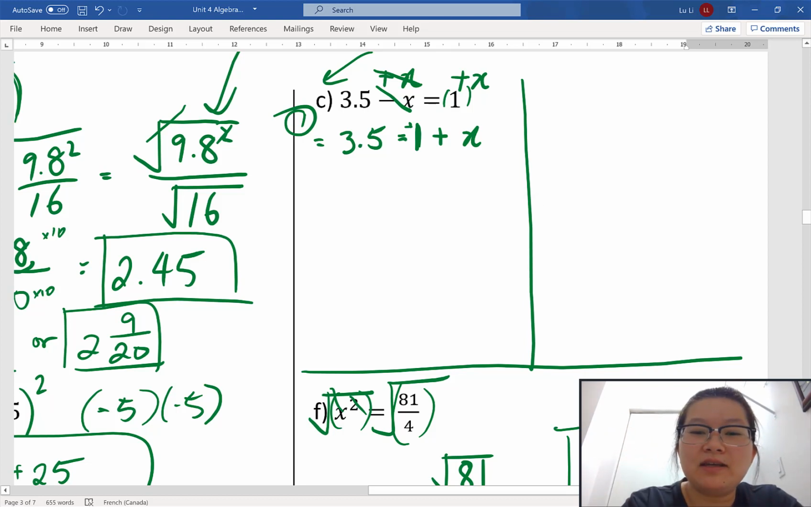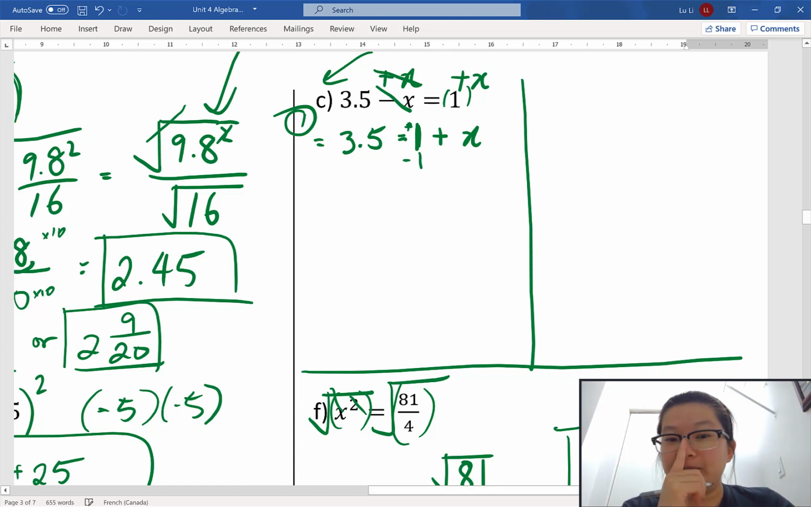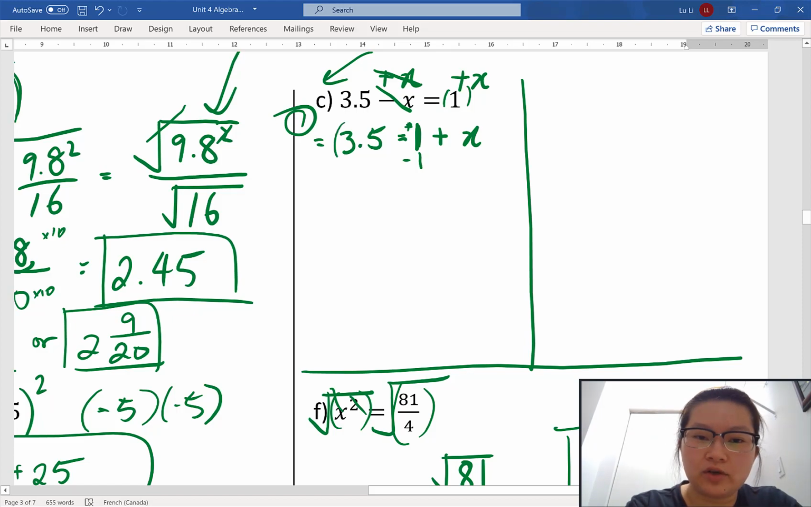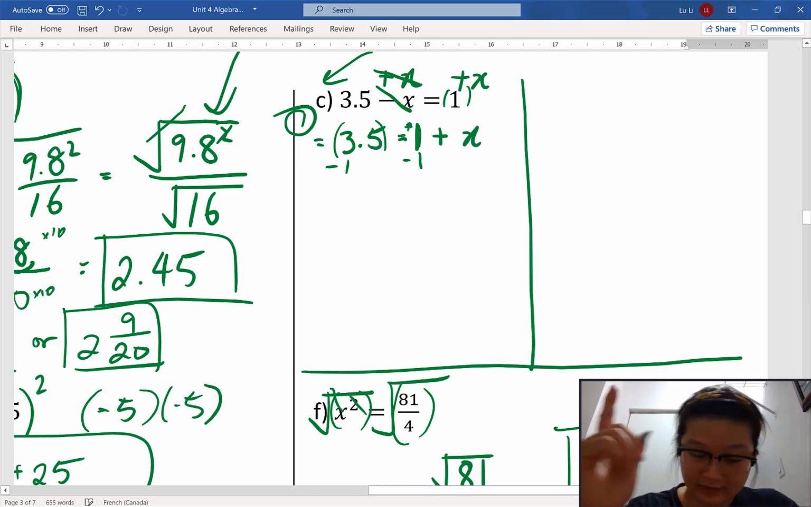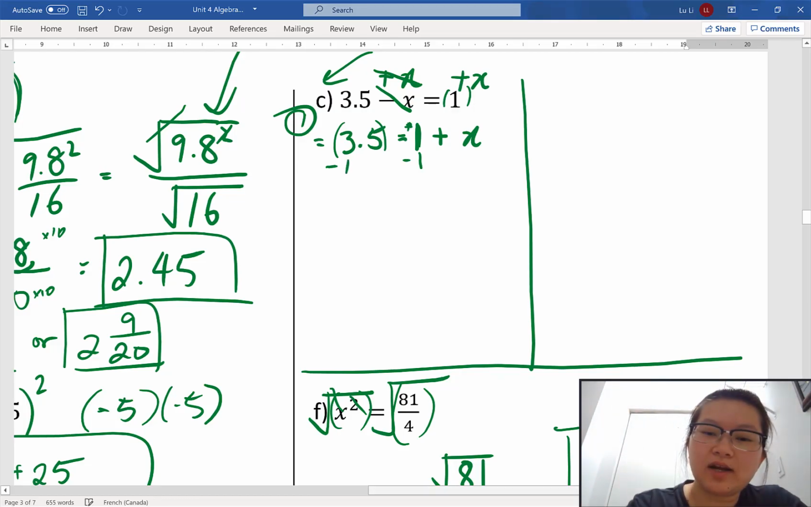So that just means that I'm going to need to subtract this 1, just like that, to get rid of it. And of course, I need to do it to both sides of the equation. So subtracting this 1 is going to get rid of it, just like that.